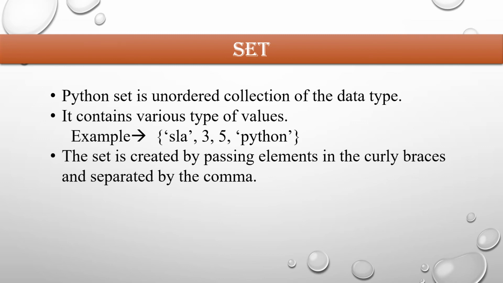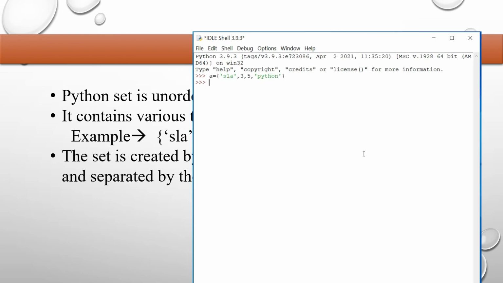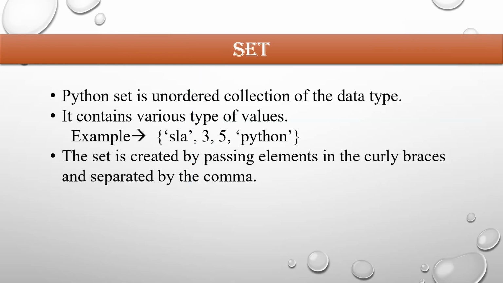If we use Python IDE, A is equal to open curly braces, string SLA, comma 3, comma 5, comma string Python, close curly braces. Then print of type of A. We'll get the output as class set, meaning set type of data was stored in variable A.